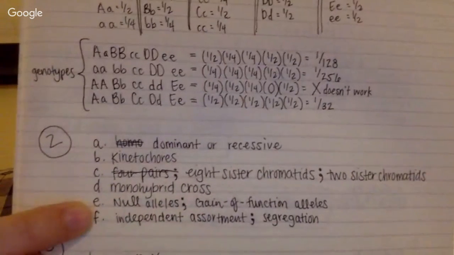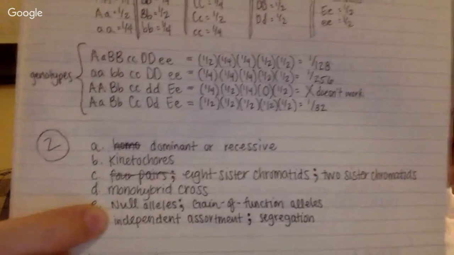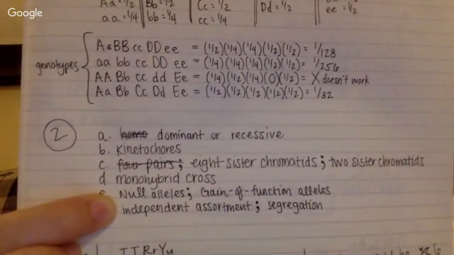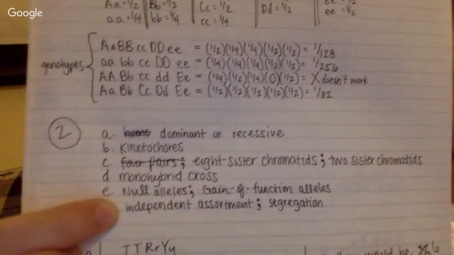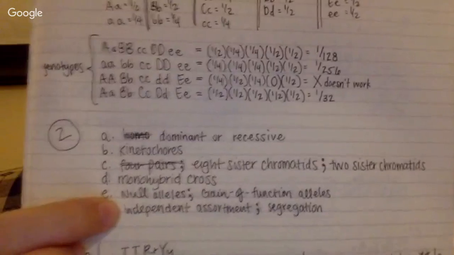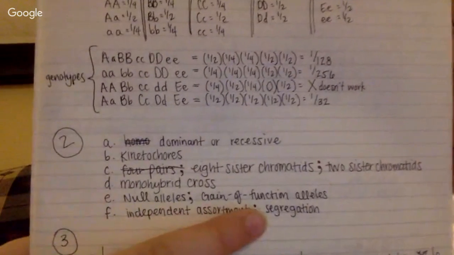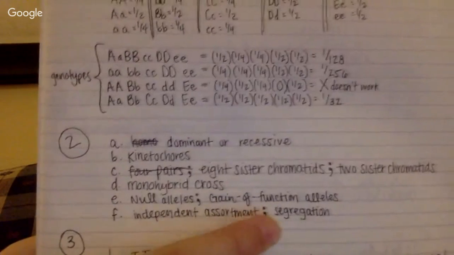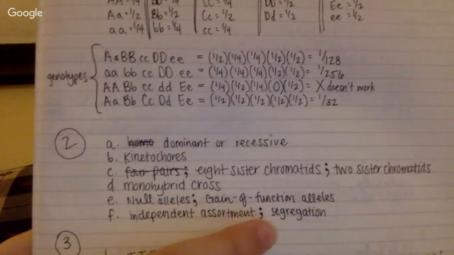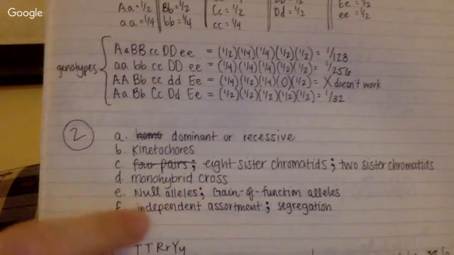Part F says Mendel's law of blank involves two traits. I saw on the PowerPoint that it's independent assortment involving two traits, whereas Mendel's law of segregation involves a single trait, which kind of makes sense because if you're segregating something, you're separating. So a single trait would be by itself. So that's what I did for those.